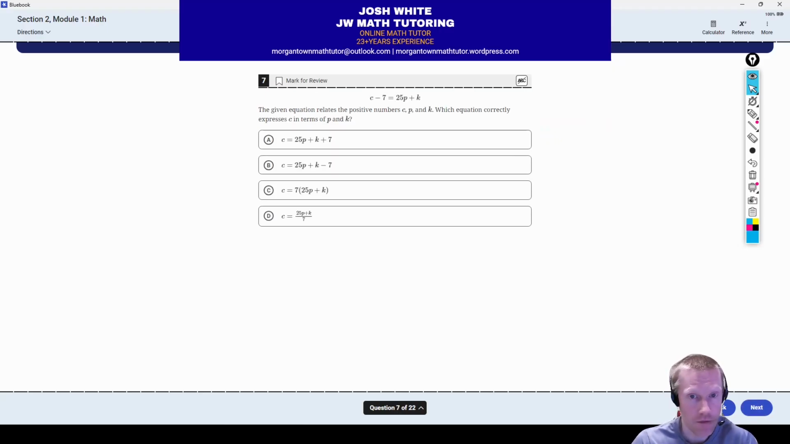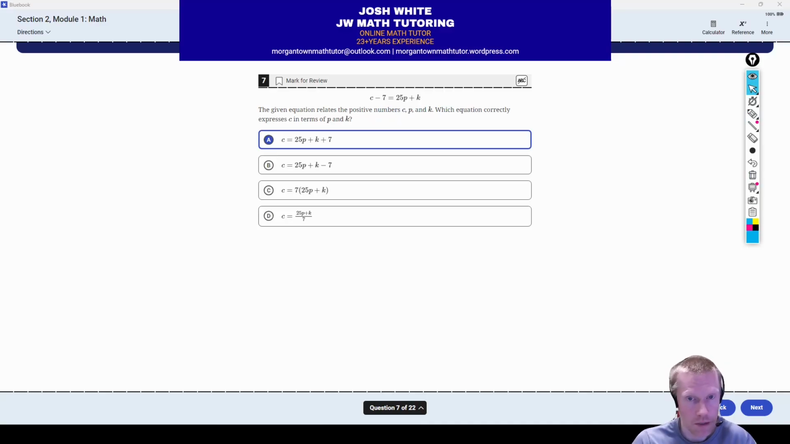All right, next up we have a question which is just asking you to essentially solve a formula for C. So all you have to do here to solve this for C is just add 7 to both sides. And so we get 25p plus k plus 7. That's it. It's answer choice A. We don't need to do any more work.